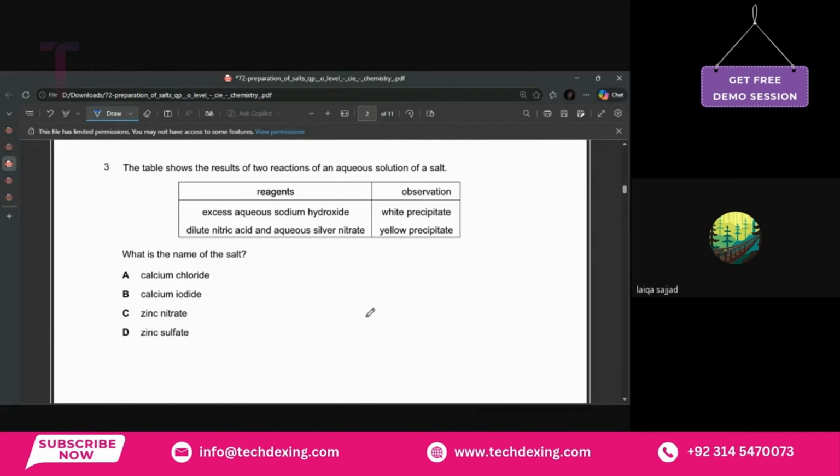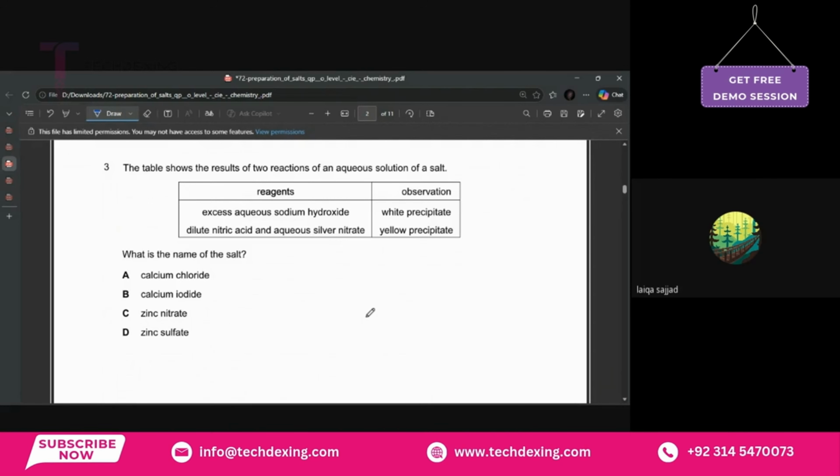What other possibilities do we have other than calcium? What about zinc ions? Yes, zinc ions can also react with sodium hydroxide and they also form a white precipitate of zinc hydroxide.